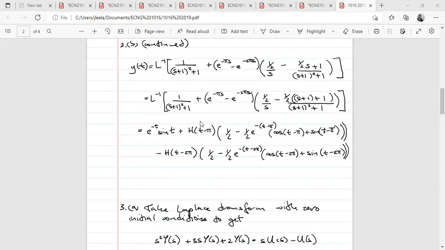And these will be the same thing involving the Heaviside. So this will be the Heaviside at t minus pi, a half, because e to the minus pi s over s gives the Heaviside. The Laplace inverse of that is the Heaviside at t minus pi by a half. And then the next one will be minus a half e to the minus (t minus pi) in bracket, cos (t minus pi), because this is minus 1 again, but this is s. So s over s squared plus 1, the Laplace inverse of that will be cos.